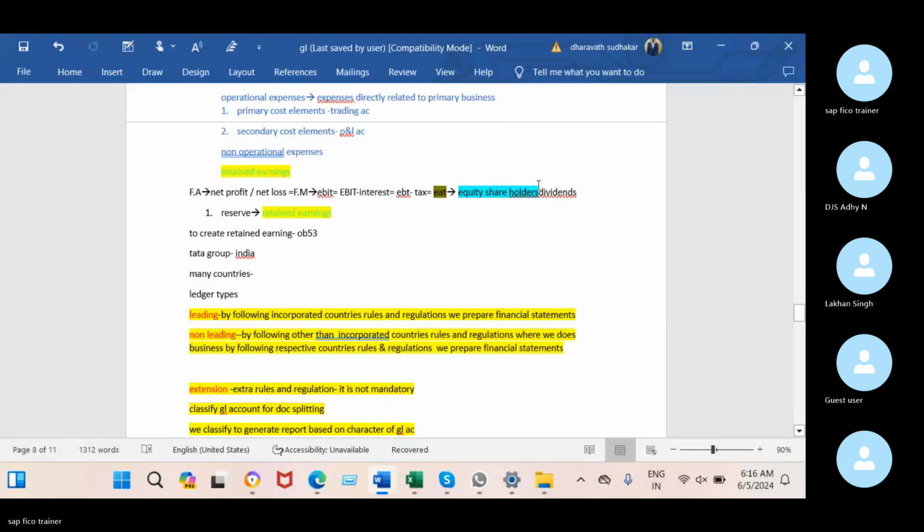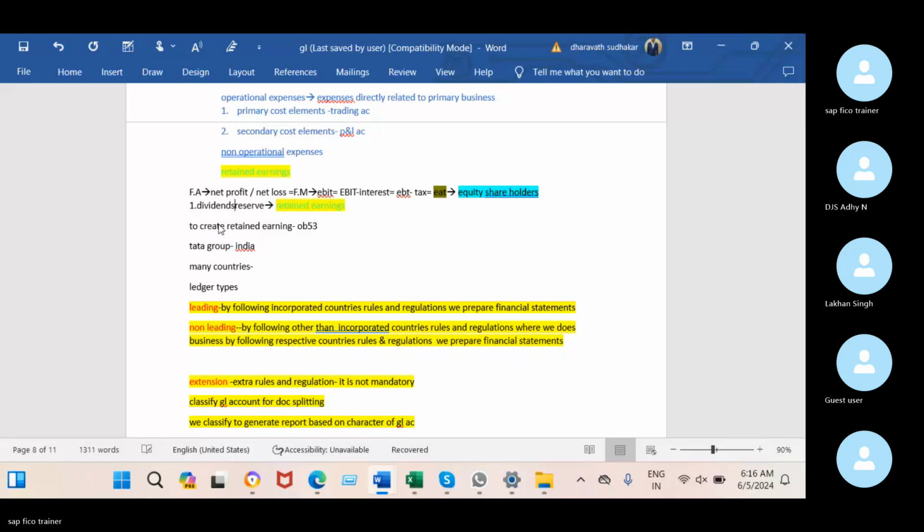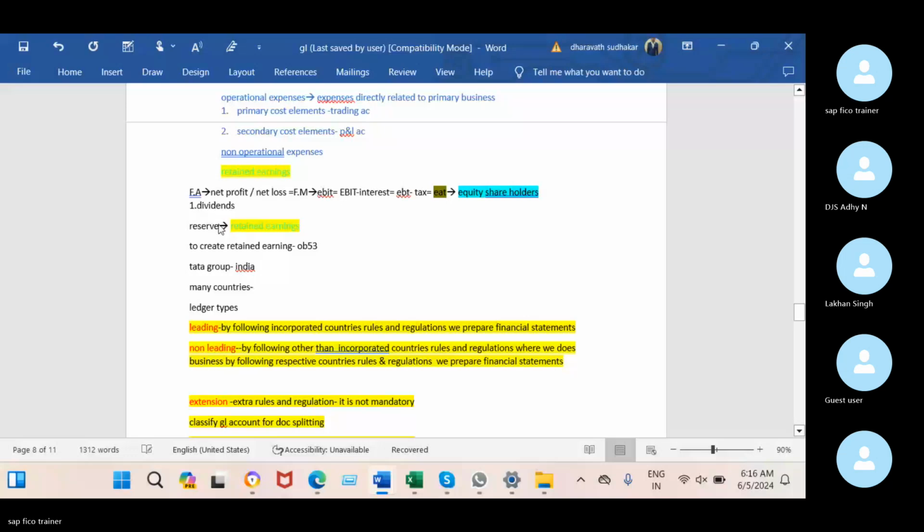Some amount we keep as reserve, and some amount we give as dividend. The amount which you keep as reserve is used to cover future risks and losses.